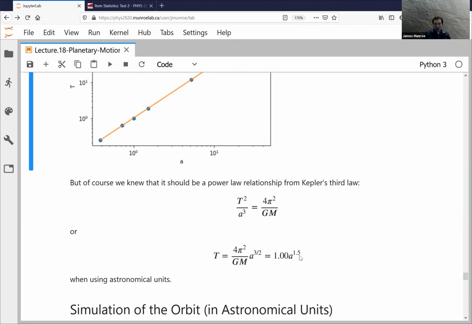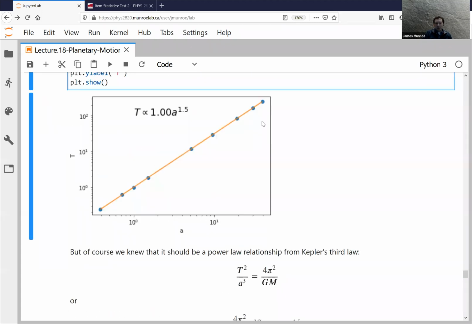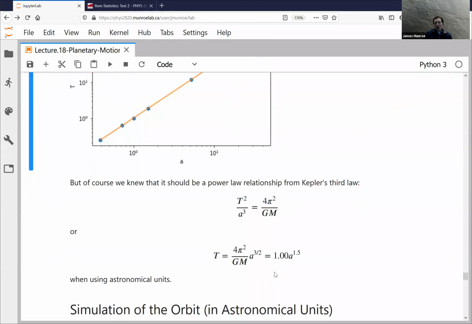And in astronomical units, GM is 4 times pi squared. So what you get is T is equal to 1 times A to the 1.5. So there we go. We've proven, we've corroborated Kepler's law, all the way through by looking at the data.